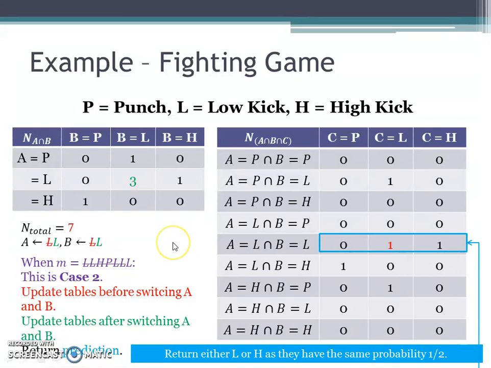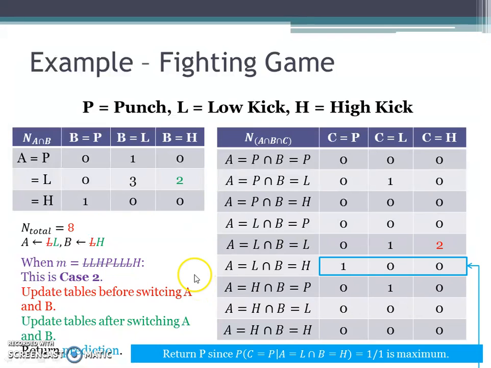So how do we return our predictions? You look at this case where it is LL, so we are going to refer to this row. Notice that here we have 2 choices: we can predict that the next strike would be a low kick, or it can be a high kick as well. Both of these have the same probability, so you can choose to return either one of them as your prediction. Therefore, there's a prediction being returned.